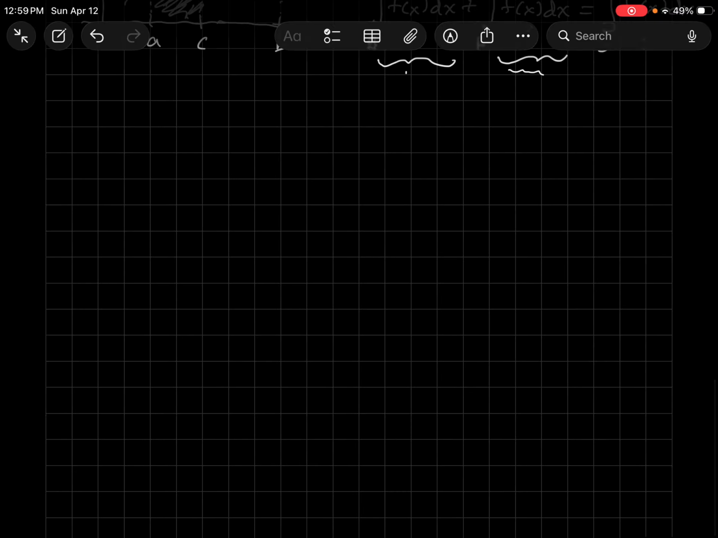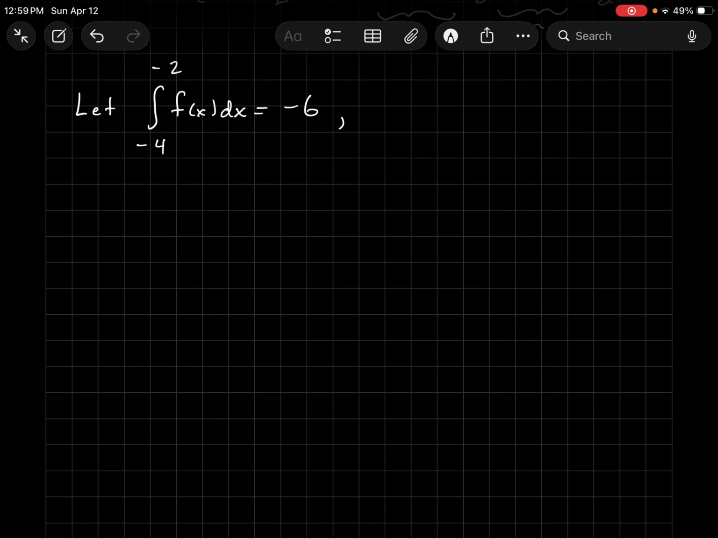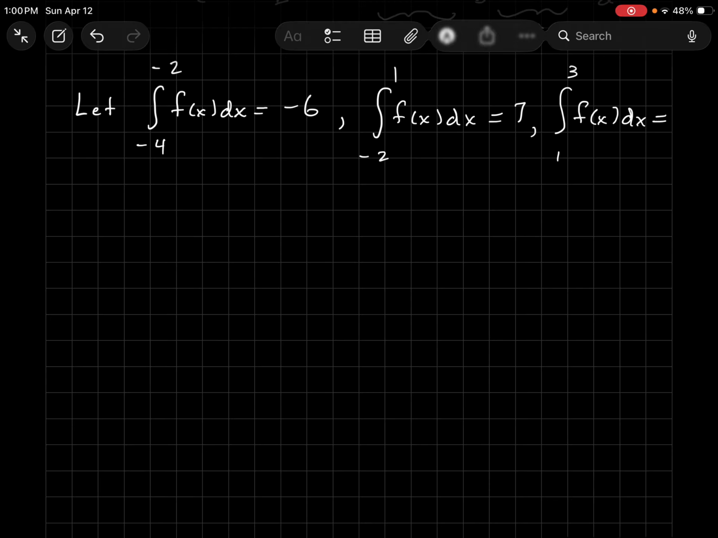Let's do one numeric example, but with a few problems. And I'll give you some information about some integrals. Let's say that the integral from -4 to -2 of f of x dx equals -6. And then the integral from -2 to 1 of f of x dx equals 7. And then the integral from 1 to 3 of f of x dx equals -5.